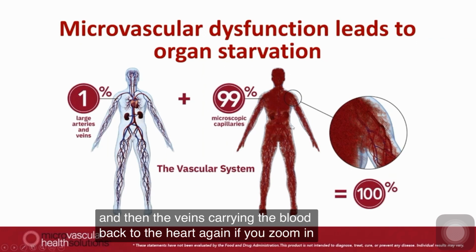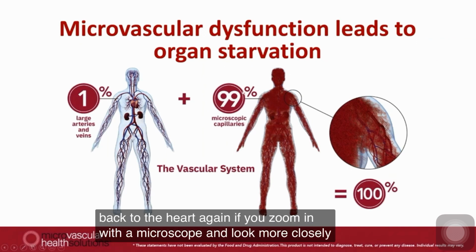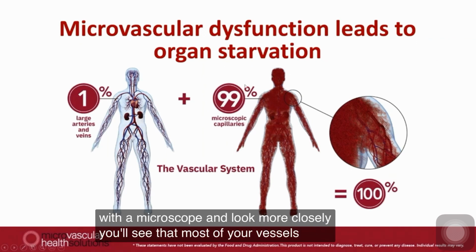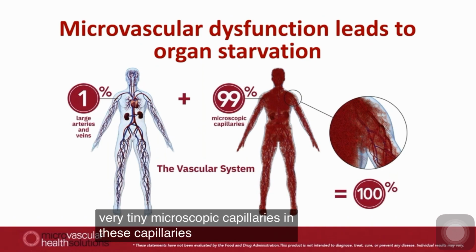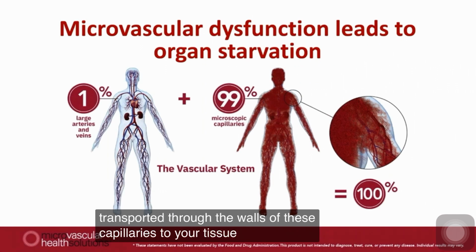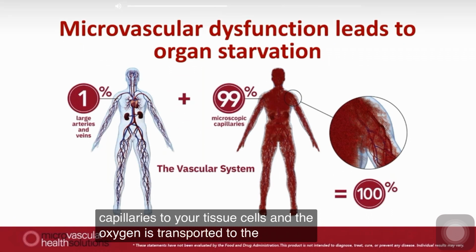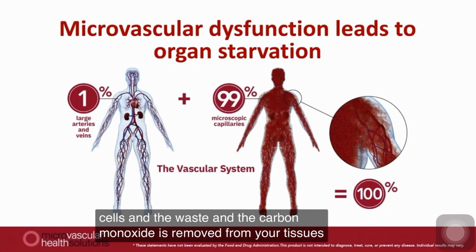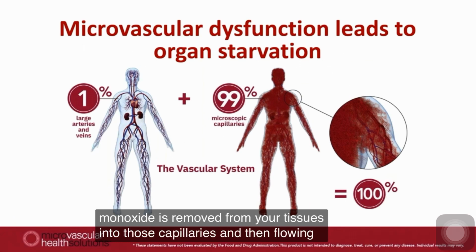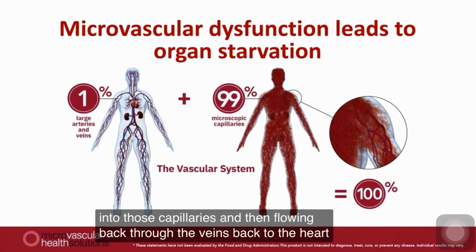Well, if you zoom in with a microscope and look more closely, you'll see that most of your vessels are very tiny microscopic capillaries. And in these capillaries is where the action takes place. All the nutrients are transported through the walls of these capillaries to your tissue cells, and the oxygen is transported to the tissue cells, and the waste and the carbon dioxide is removed from your tissues into those capillaries and then flowing back through the veins, back to the heart and the lungs.